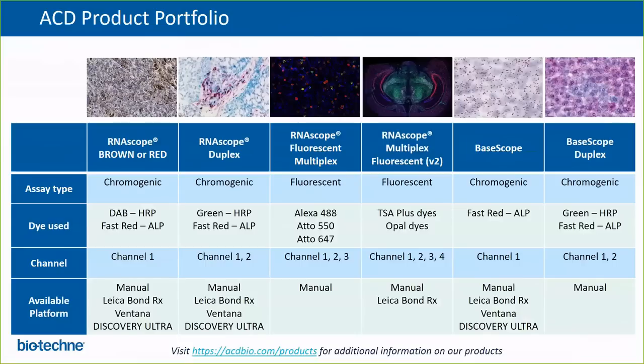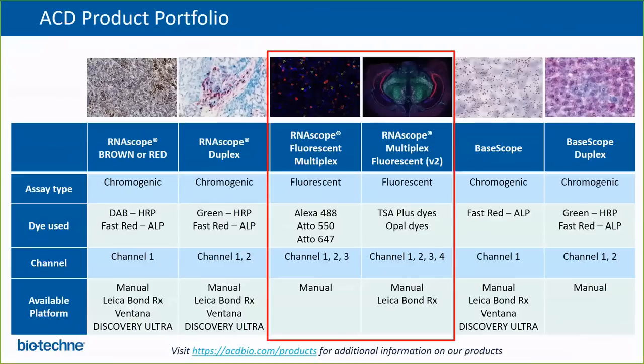And shown here is a brief overview of the current RNAscope product line. As I just mentioned, we offer chromogenic and multiplex fluorescent assays. We also offer fully automated assays that are compatible with both the Leica Biosystems BondRx and Ventana Discovery instrumentation. The multiplex fluorescent assays have been the most widely used for single-cell RNA sequencing confirmation, as it allows for the simultaneous detection of up to 4 targets in the same cell and can be combined with immunofluorescence for the detection of additional protein targets.